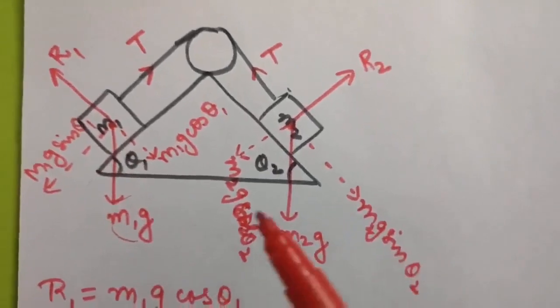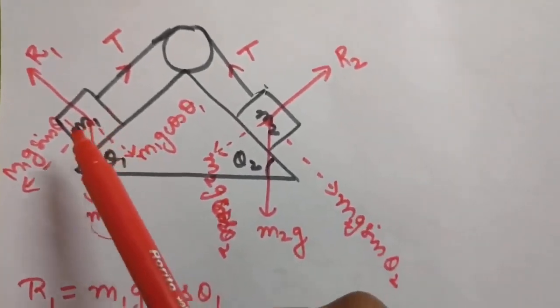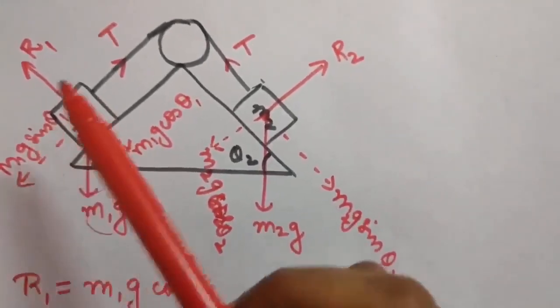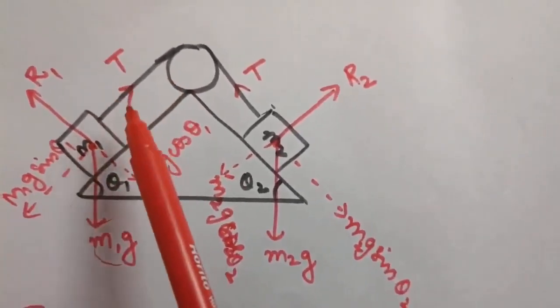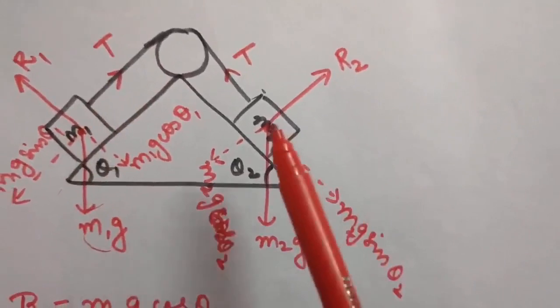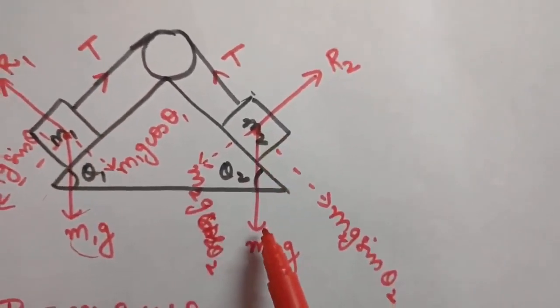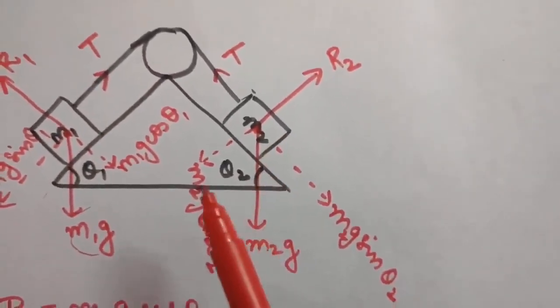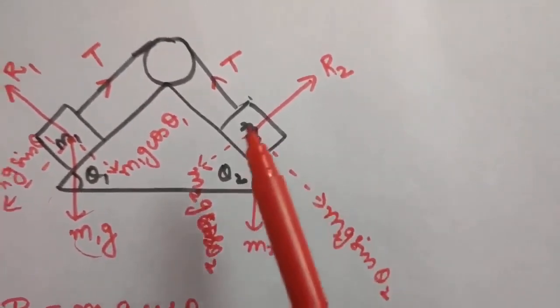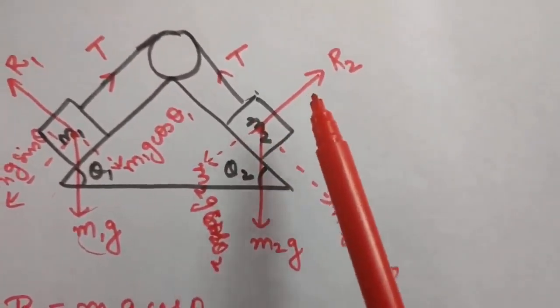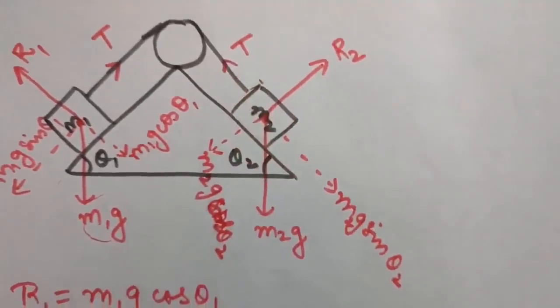Okay, now again this will be m1g sin theta 1, but now this is a string. Now you know in string some reaction force will come, that will be equal to tension. Similarly here m2g will act in downward direction. Again resolving m2g, it will be m2g cos theta 2 and it will be m2g sin theta 2. R2 will be exactly normal to the surface and there will be a tension in the string.